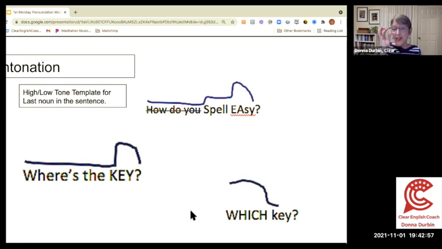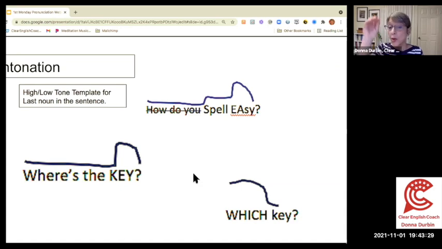So this lets you start to hear that the words that have emphasis, or the content words that are important for us to hear, are going to be higher in tone, higher note, and they're usually going to be stretched out. So easy, the first syllable is longer. Easy. It's not just easy, it's easy. Okay, any questions? So write those sentences down, because this is like your template. How do you spell easy?